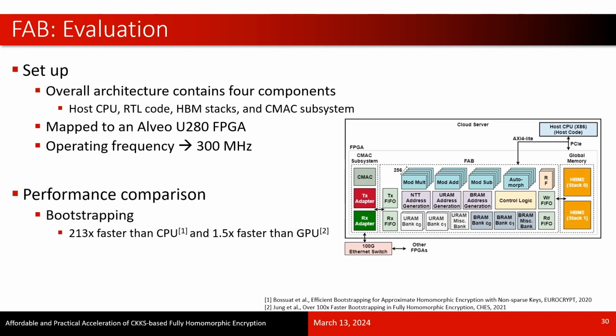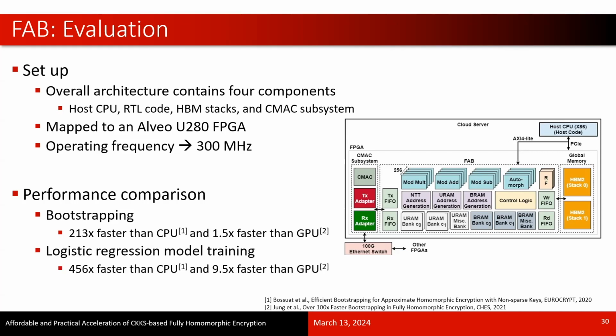Then when we compare the bootstrapping performance using FAB, we observe about 213 times speedup when compared to the CPU implementation, and about 1.5 times speedup when compared to the GPU. And this comparison is in absolute times, not clock cycles. And when we compare the logistic regression model training performance, we observe a 456 times speedup compared to CPUs and about 9 times speedup when compared to GPU.